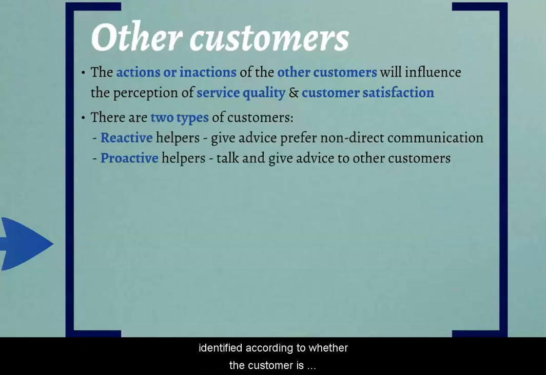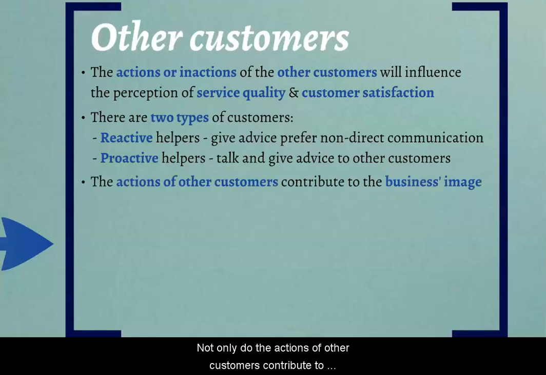So different roles can be identified according to whether the customer is giving or requesting advice from other customers. In terms of receiving advice, two types of customers can be identified. There are help seekers, and there are also proactive help seekers. Now there are also two types of customers who give advice. These are reactive helpers who like to interact although they do not like to communicate directly. And there are also proactive helpers who like to talk and give advice to other customers.